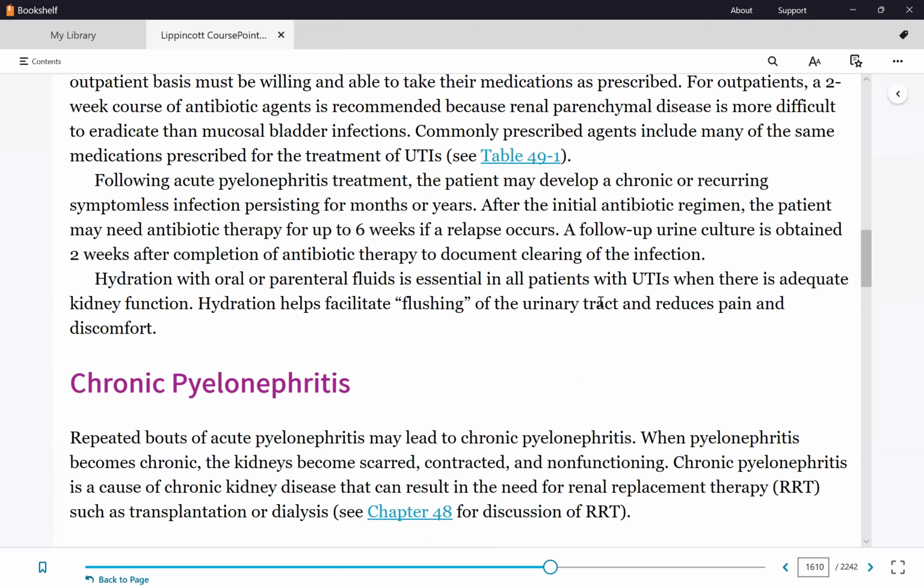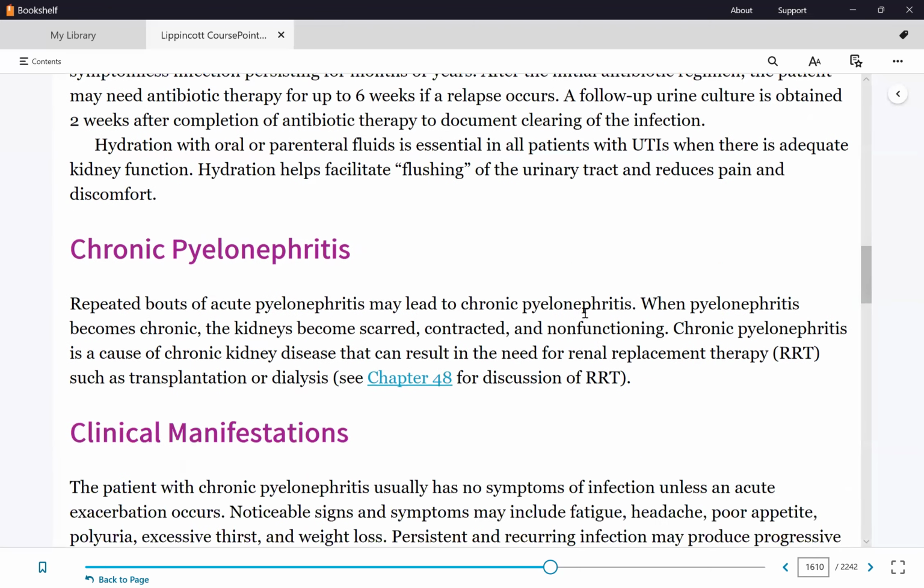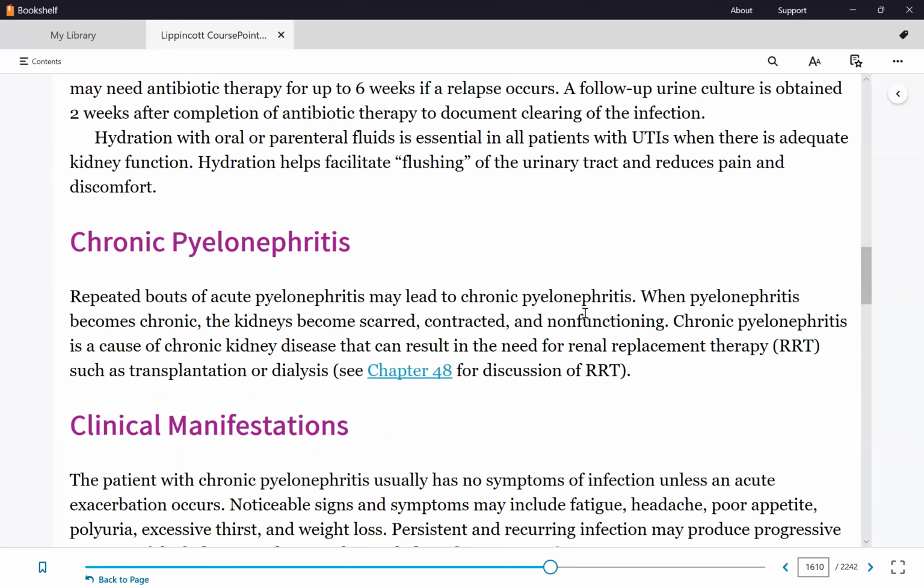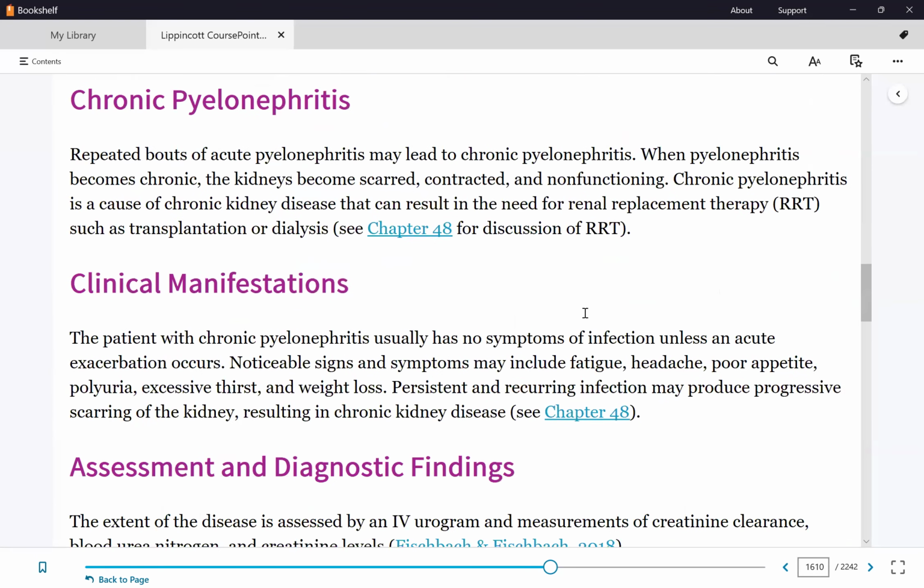Okay, so let's now compare acute and chronic pyelonephritis. First of all, what is chronic pyelonephritis? Repeated bouts of acute pyelonephritis may lead to chronic pyelonephritis. When pyelonephritis becomes chronic, the kidneys become scarred, contracted, and non-functioning. Chronic pyelonephritis is a cause of chronic kidney disease that can result in the need for renal replacement therapy, RRT, such as transplantation or dialysis.